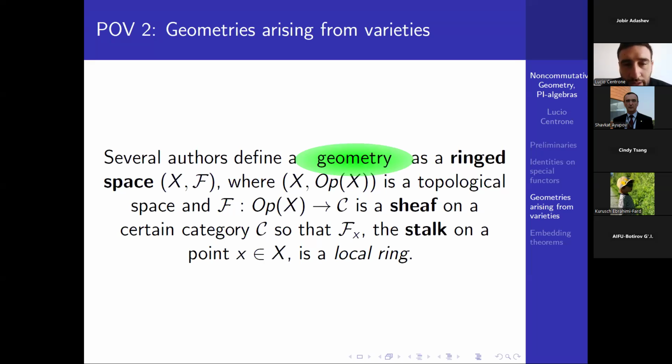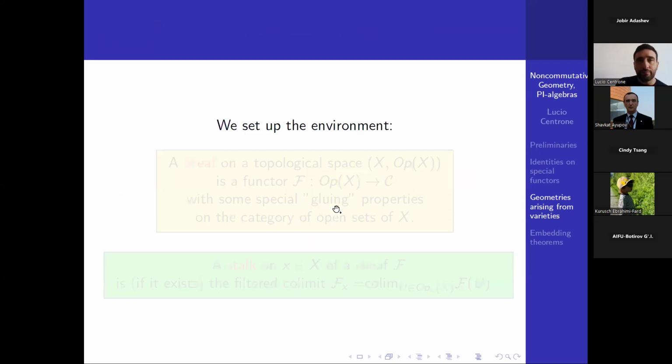So let me introduce the term geometry as a ring space. A ring space is a couple (X, F) where X is a topological space, and F, which goes from the category of open sets of X to another category C, is a sheaf, so that the stalk Fx is a local ring. So from now on, our definition of geometry is exactly this one. Our environment.